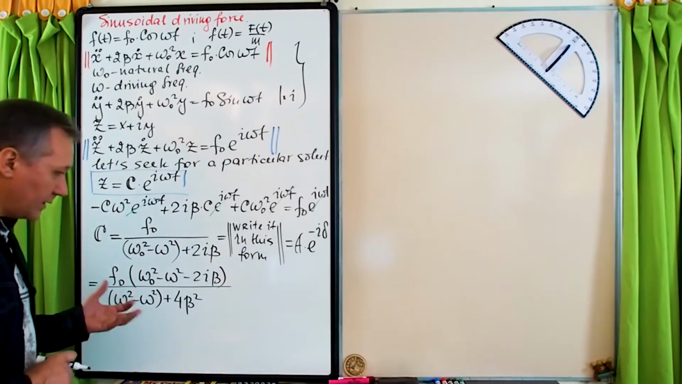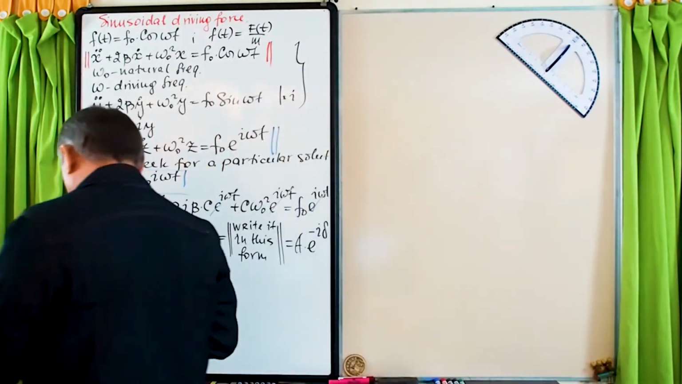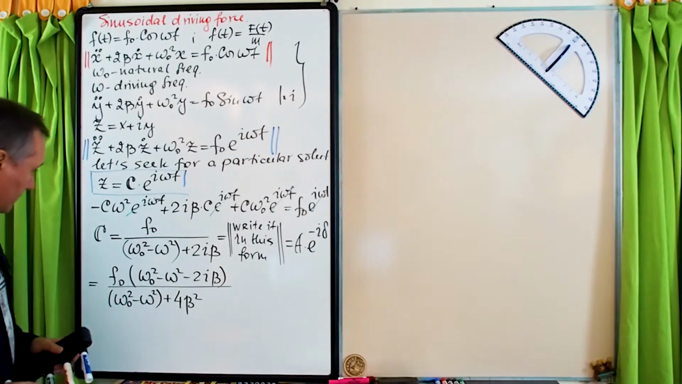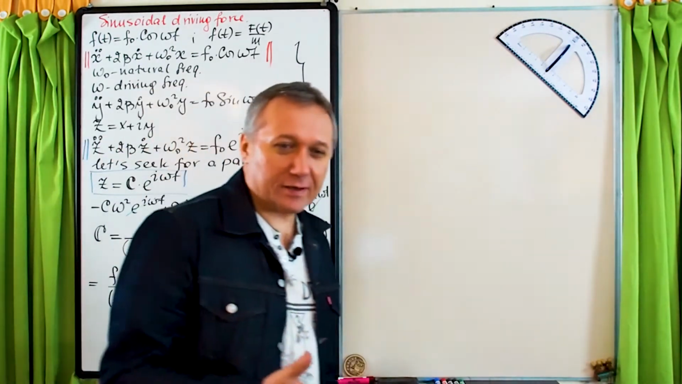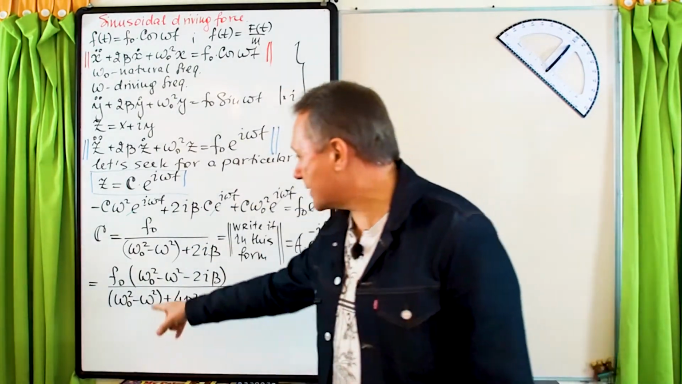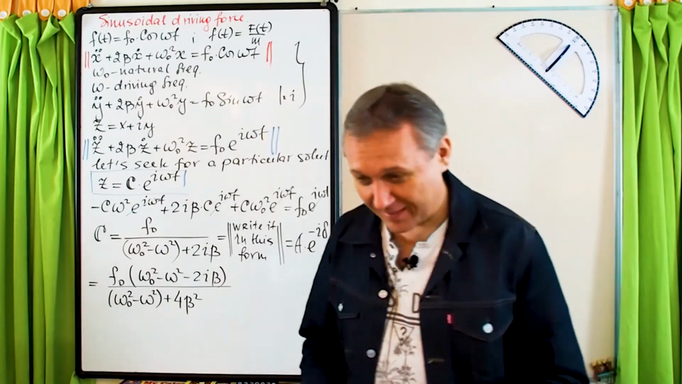So what's next? Next, this constant is fine. The omegas are squared. Squared? Yeah. Damn it, every semester, at this point, I miss this square. It's not the first time. Every time.